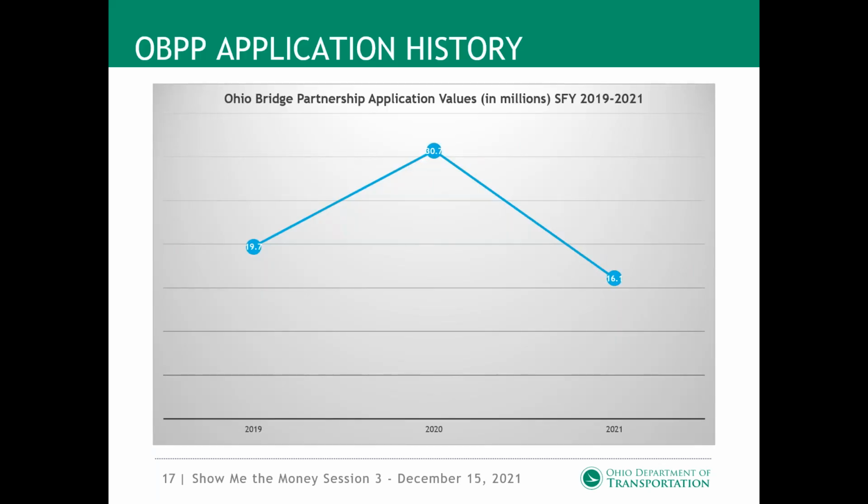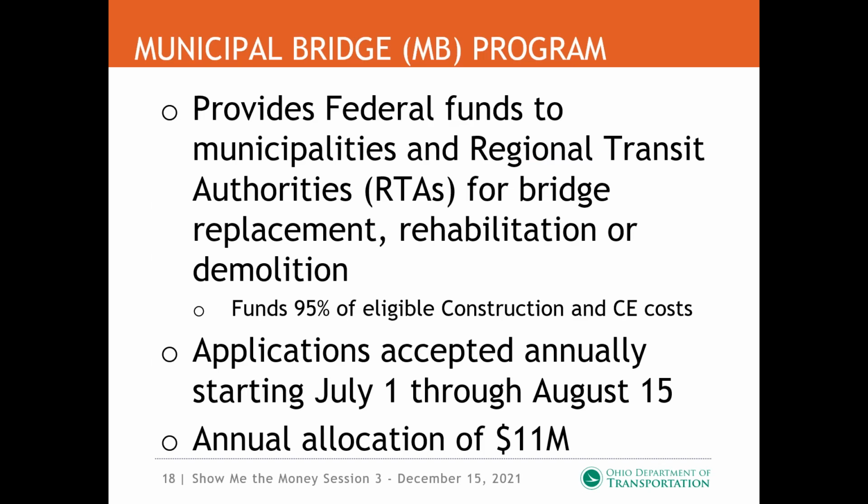And then the millions of dollars for the application values. Nearly 20 million in 19, again, a spike of nearly 31 million in 20, and then down to just over 16 million in 2021. So that's all I have for the Ohio Bridge Partnership Program.